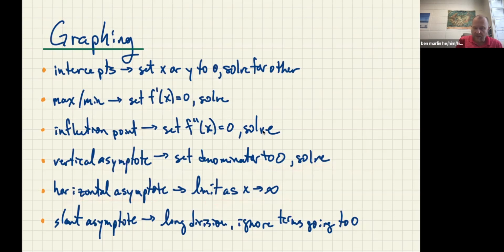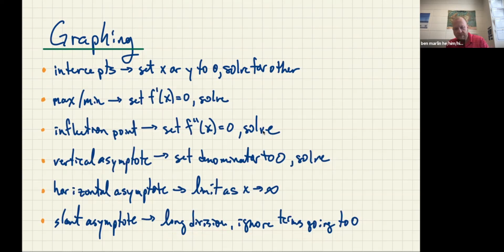So take the limit and check to make sure that you're getting the right thing. Then the occasionally seen slant asymptote usually comes from a rational function, where it's a polynomial divided by another polynomial. The thing to do is to do long division on the polynomials, and whatever terms happen to be going to 0 as you go off to infinity, go ahead and ignore those. The thing that's left is going to be the slant asymptote.